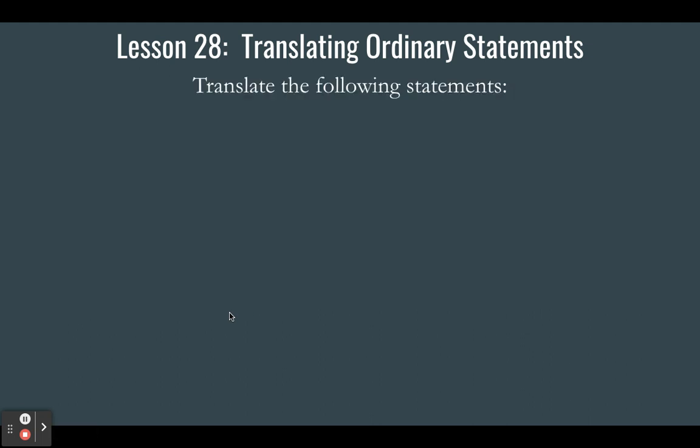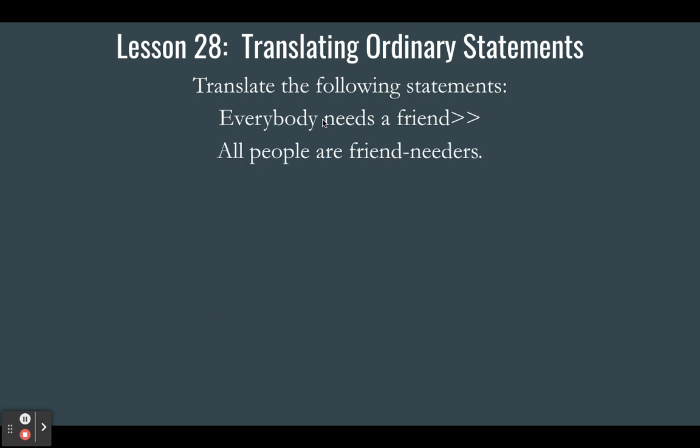All right, so how about this statement? We'll do this rapid fire. I'm not going to take a long, awkward pause here, but I'm going to give you 5 or 6 seconds to see if you can figure it out. So, everybody needs a friend. Again, who are we talking about and how many of them are we talking about? And we make an affirmative or negative claim. We're talking about everybody. That's an affirmative claim. So we would say all people are friend needers, okay?